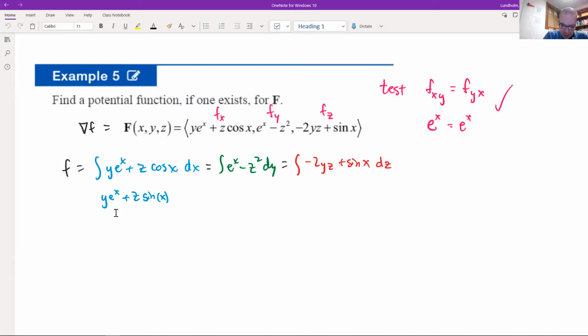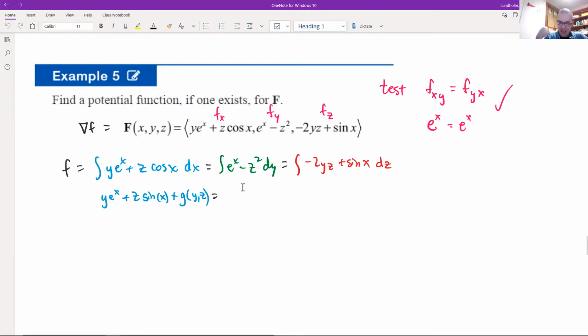And then we possibly could have some function, let's call it g. We could have some function of strictly y and z that just got deleted when we took the partial derivative with respect to x. So that one's accomplished. Now let's look at the green one.